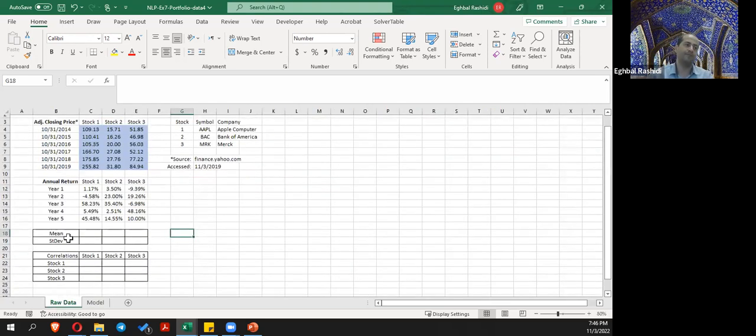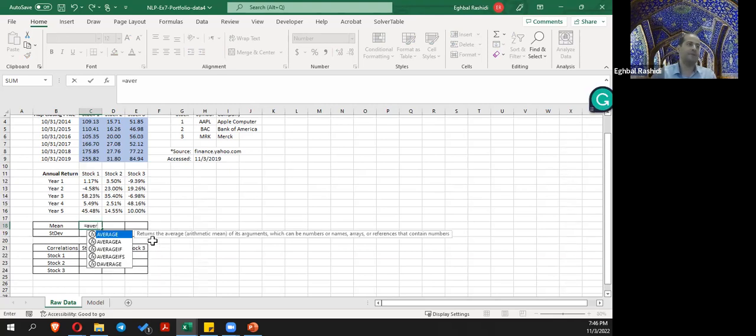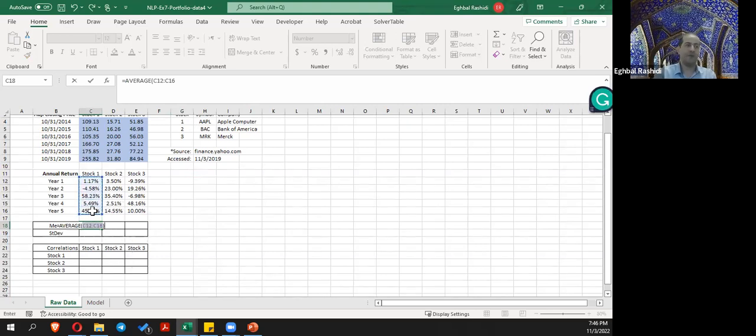All right. So to get the input for the model to run, let's do this computation here. First of all, I'm going to find the average for this investment, the average rate of return for stock one, or Apple.